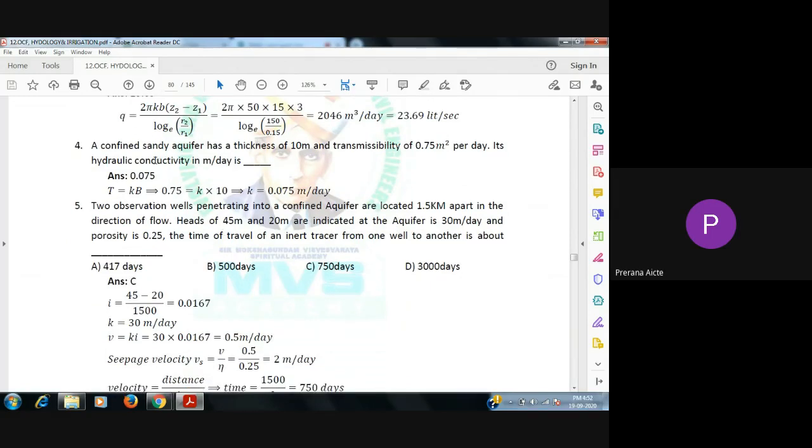It's also a simple question. A confined sandy aquifer has a thickness of 10 meters and transmissibility of 0.75 meters square per day. What is its hydraulic conductivity in meter per day? Hydraulic conductivity, or coefficient of permeability. So what is T? T equals K into B. So what is K? 0.75 is T, K as it is, into 10 thickness. So it is 0.075 meter per day.